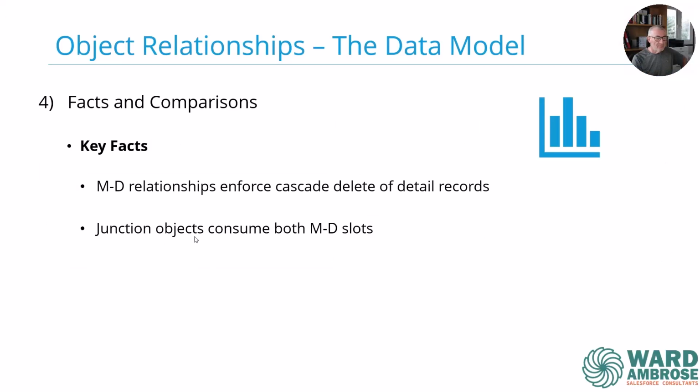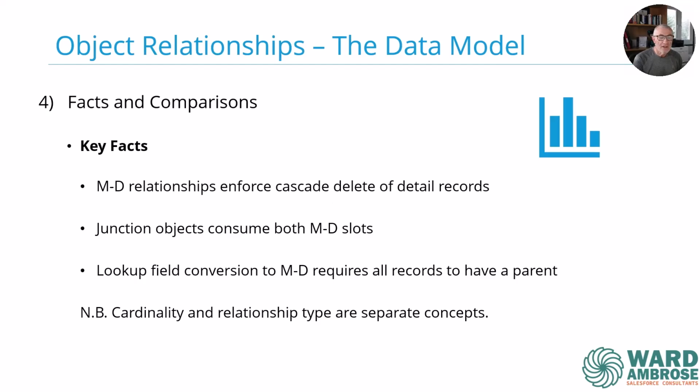This statement is pointing out the fact that if you have a many-to-many relationship between two objects, you have a junction object in the middle, which has a relationship between its neighbor on the right and its neighbor on the left. They are master detail, so on the junction object itself, those are the two master detail slots already used. You cannot, on that junction object, create a third master detail relationship anywhere. Finally, if you wanted to convert a lookup field to a master detail, then that means that all the records have to have a parent.